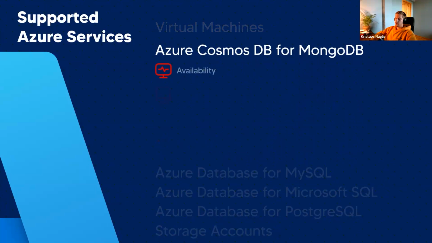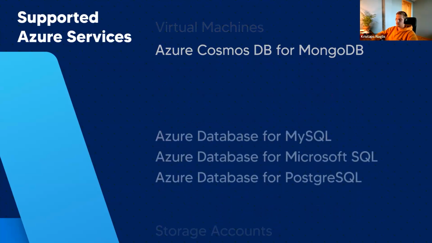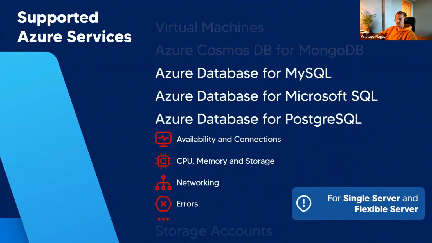For Cosmos DB, you can also find this availability, but also some metrics related to Cosmos DB itself, such as metrics about your requests, latency for these requests, and maybe errors, as well as usage of your indexes, data, and partitions. These three database templates I've combined into a single one, because they're mostly similar and some metrics overlap.